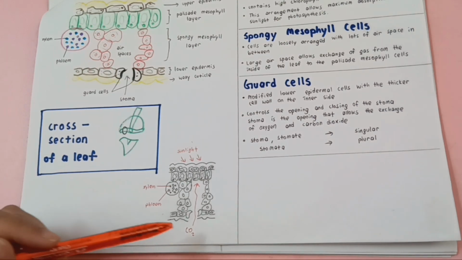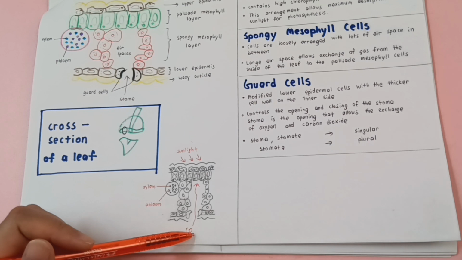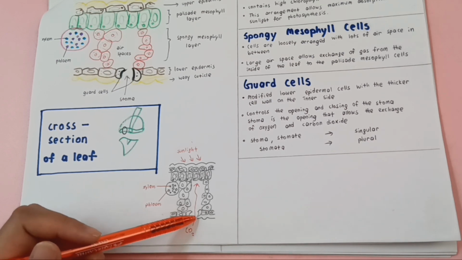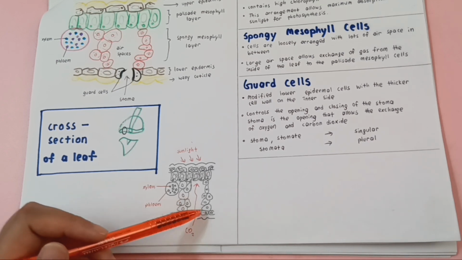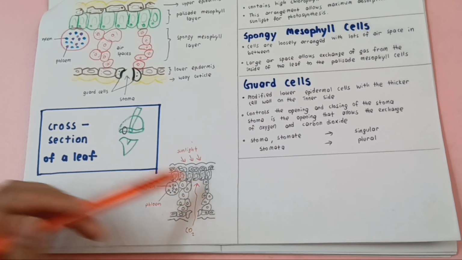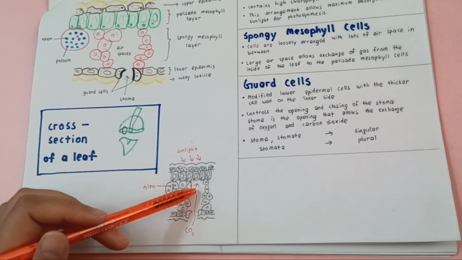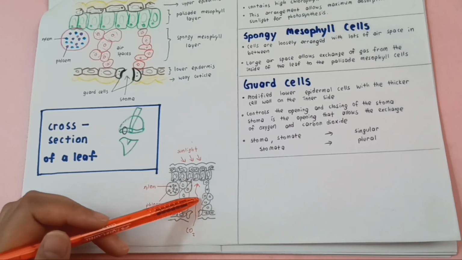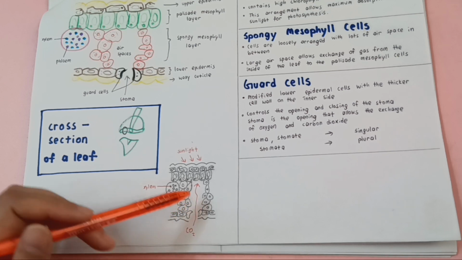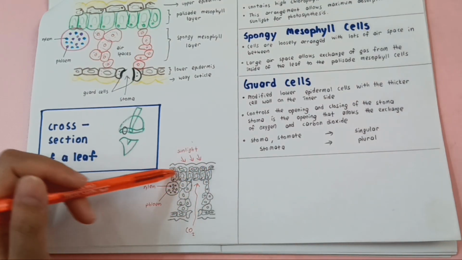The carbon dioxide from the external environment diffuses into the leaf through the stoma, then enters the spongy mesophyll layer. Because there are a lot of air spaces between the cells in the spongy mesophyll layer, the carbon dioxide can quickly diffuse to the next layer, that is the palisade mesophyll layer.